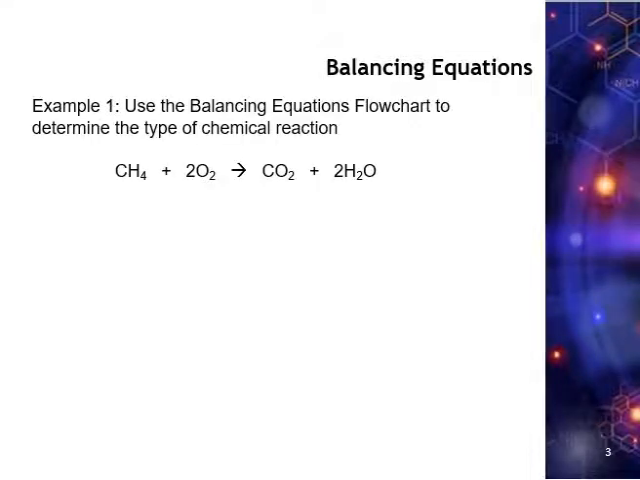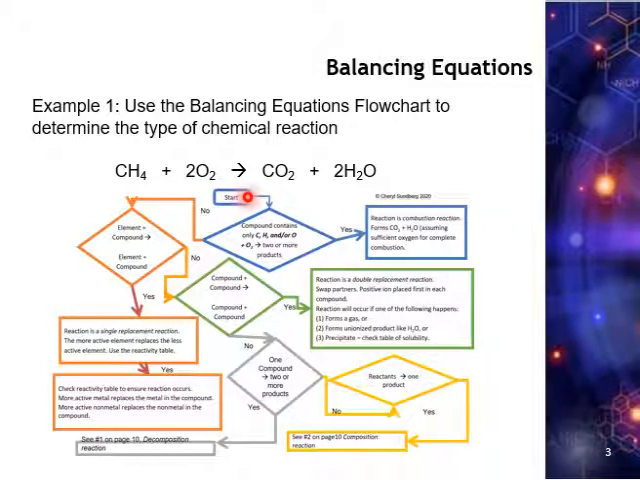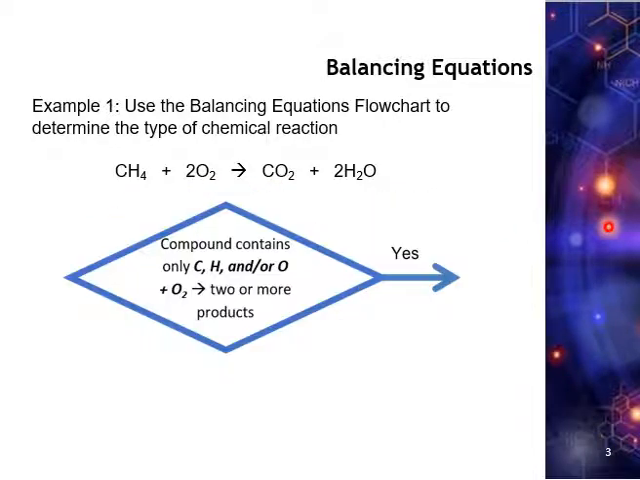Example 1. Use the balancing equations flowchart to determine the type of chemical reaction. CH4 plus 2O2 yields CO2 plus 2H2O. You go to the start position, and the first decision is, does this compound contain carbon and hydrogen? Sometimes it will also have oxygen, plus oxygen and two or more products, and the answer is yes. This is a combustion reaction, and the product is always the same, CO2 and water.